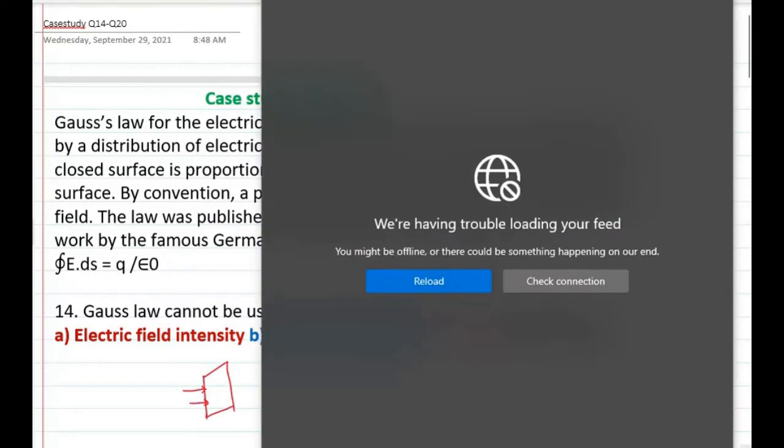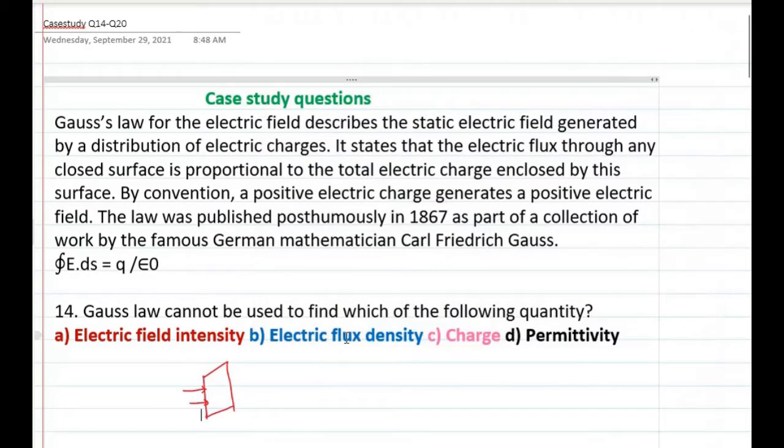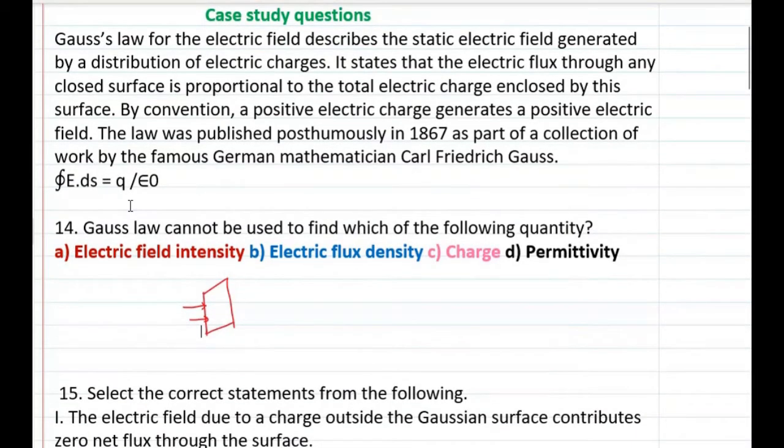So, the first case study is Gauss law for the electric field. It describes the electric field generated by a distribution of electric charges. It states that the electric flux through any closed surface is proportional to the total electric charge enclosed by this surface. By convention, a positive electric charge generates a positive electric field. The law was published posthumously in 1867 as part of a collection of work done by the famous German mathematician Carl Friedrich Gauss. Okay, so this is the expression for the Gauss statement.